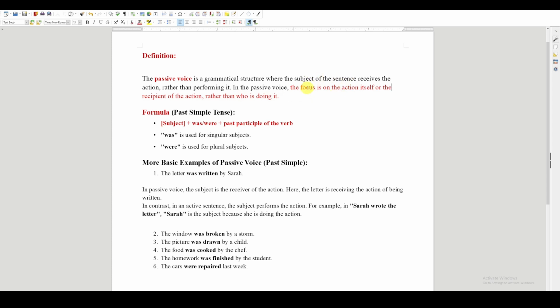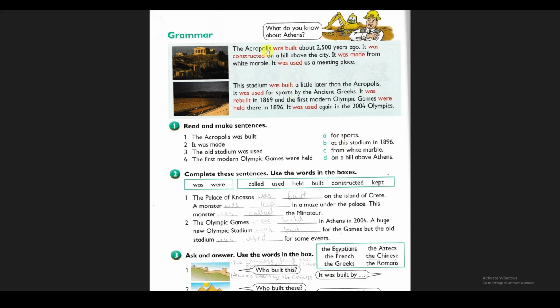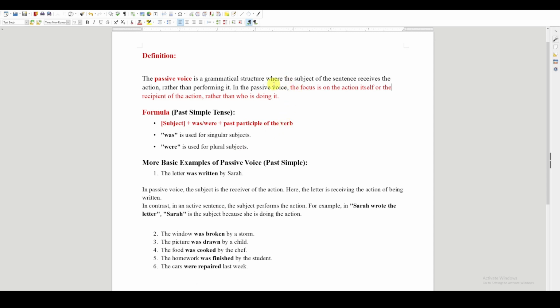The passive voice is basically an action, where the focus is on the verb, the action itself, rather than the one who does it. So when we have a sentence, for instance, the Acropolis was built, did they mention the one who built the Acropolis? No, they didn't. So the focus was primarily on what? On the action. So this is what they meant by focusing on the action instead of the doer of the action. Is that clear? Lovely.